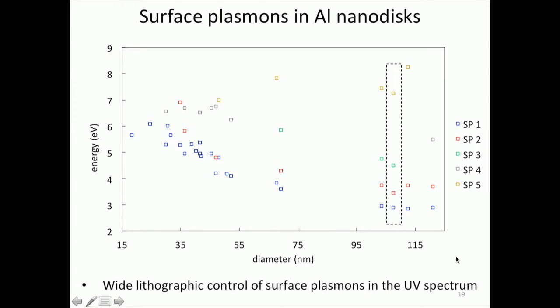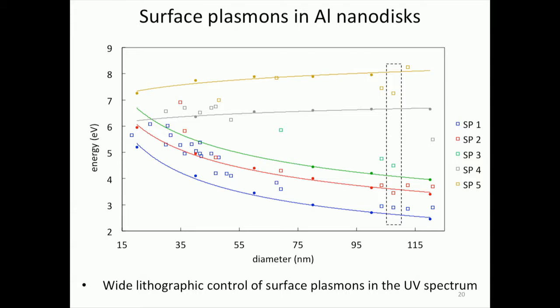We also plot here the simulation to see if there's some agreement with that. And so here the continuous lines are the simulation of these different modes. You can see again from the simulation that SP1, 2, and 3 tend to increase in energy when we decrease diameter, and SP4 and 5 modes tend to decrease in energy when I decrease the diameter.